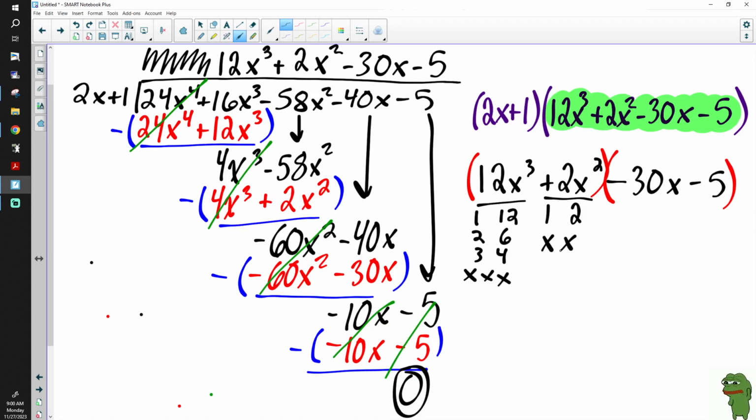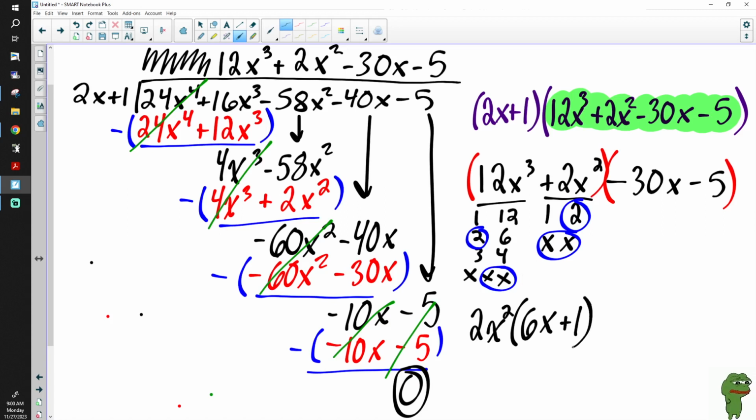Okay, so what number can I take out of both? 2. That's the greatest common integer. And how many x's can I take out? 2 x's. So my GCF is 2x to the second. And where do we put that? We put it out front. What's left over? 6x. What's left when I divide 2x squared by 2x squared? What's the only thing not circled? 1. Plus 1. Okay.